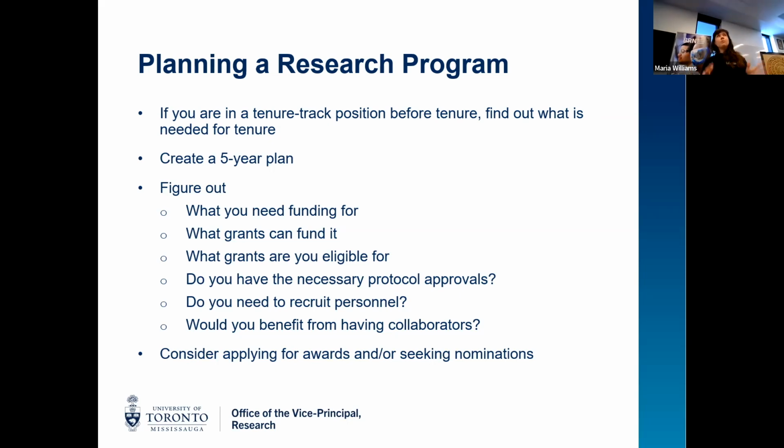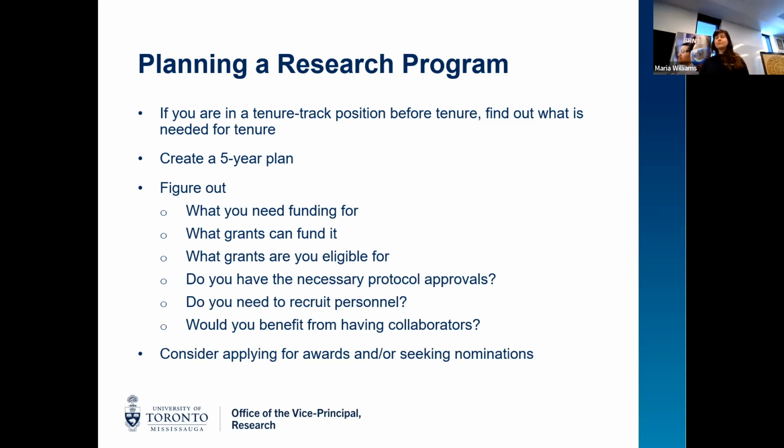Often you don't always need them when you're applying, but you will probably need them once you're funded to carry out your work. Do you need to recruit any personnel? This will, again, really vary depending on your field, but in some areas of research, you can't really function without a lab full of personnel and possibly grad students. And finally, would you benefit from having collaborators? This might not be something that you would start out with right away, but there could be a lot of benefits to having experienced collaborators, or collaborators experienced in a very particular field that you might not have expertise in, and that might help you secure funding.